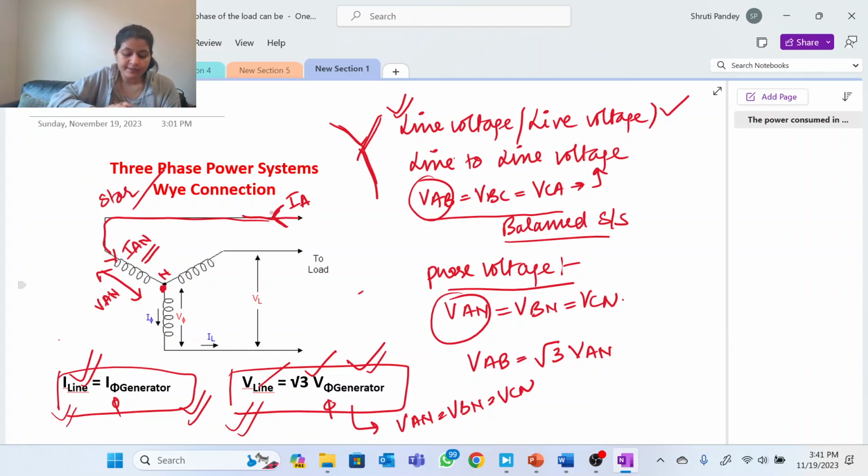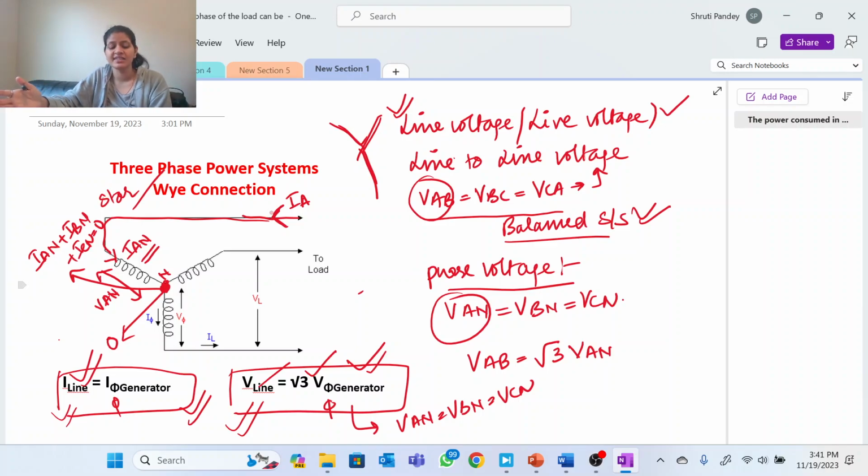The other thing is that when I said this is a balanced system, I mean that at the neutral point, the current coming from here, IAN plus IBN plus ICN, will be equal to 0, right? There is no current here, or the sum of the current coming from any of the phase branches is equal to 0. This is what a balanced system is.